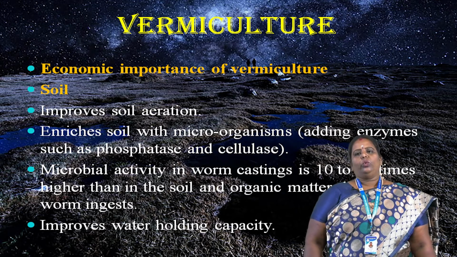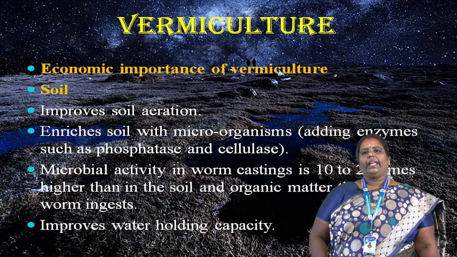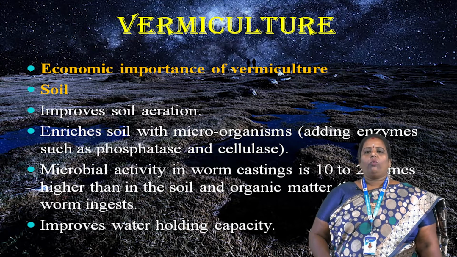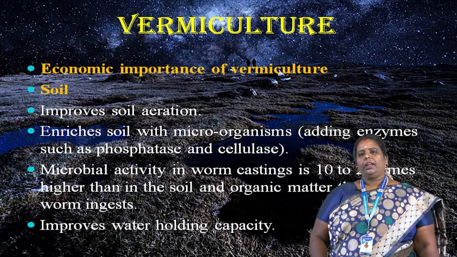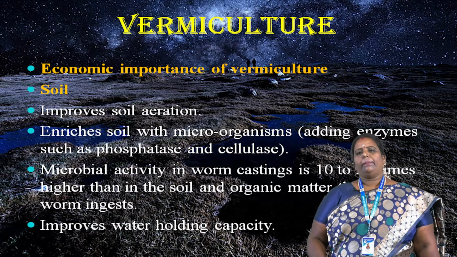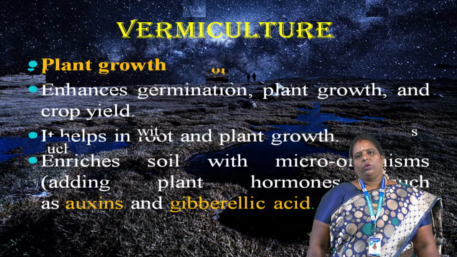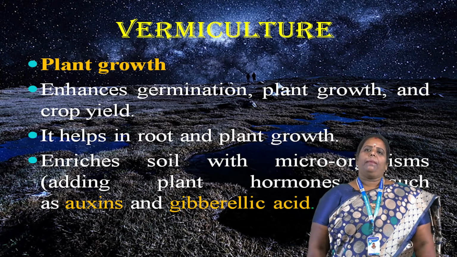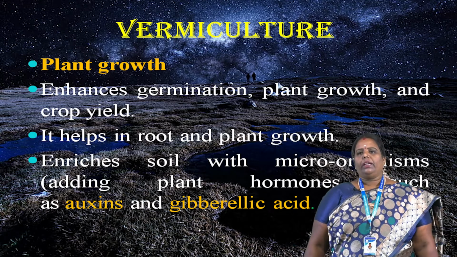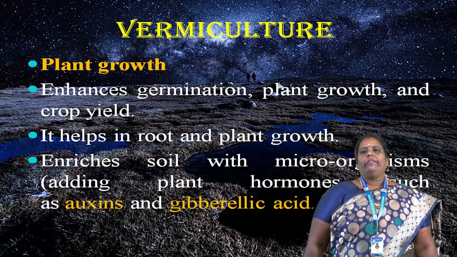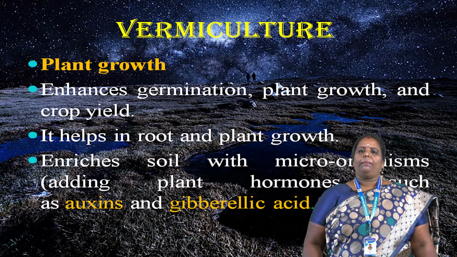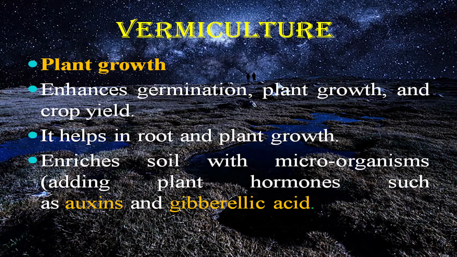Already I told you the soil aeration is used to improve the water holding capacity. Why is the water holding capacity important? Because the plant also grows normally and is nutritious. Next, one of the important functions is plant growth. By enhancing germination, plant growth and crop yield are highest when vermicast is put in that soil, and it also helps root and plant growth and enriches the soil microorganisms.